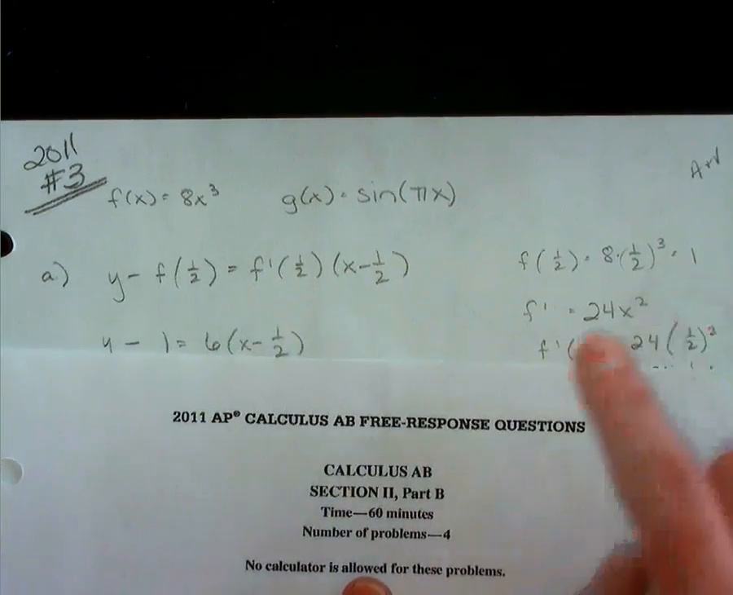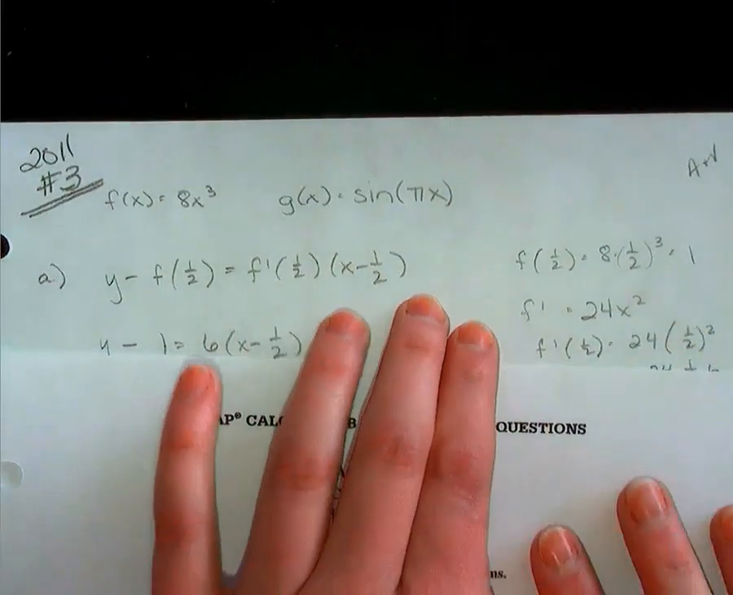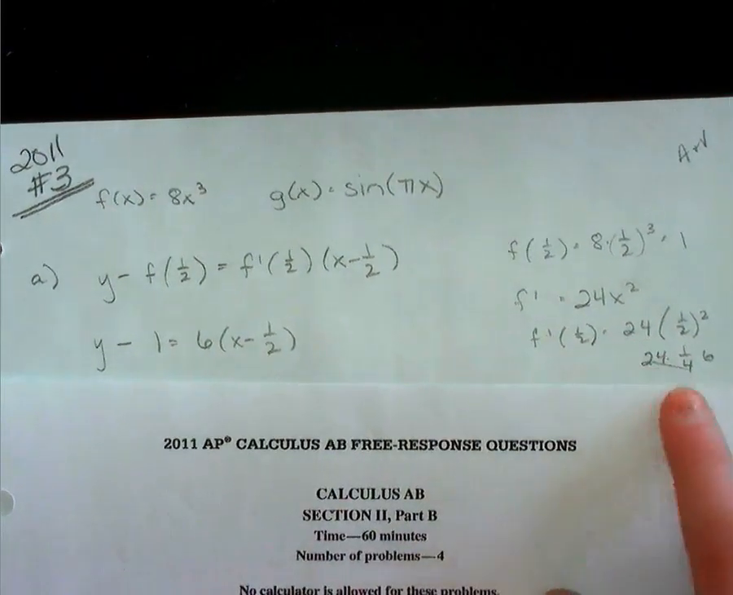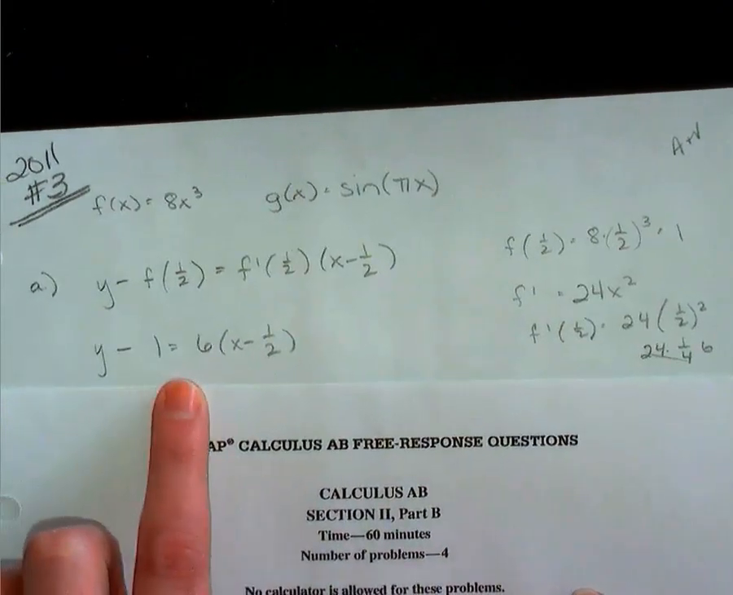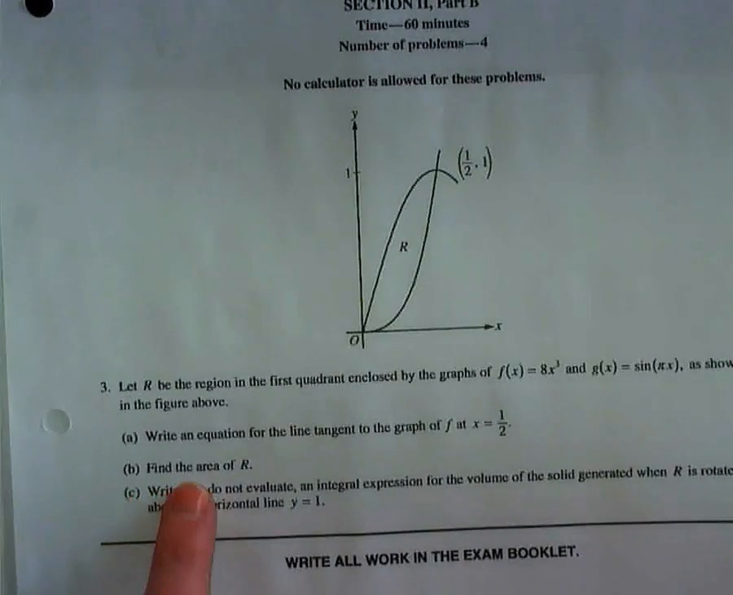Now I need f prime, which is 24x squared. I sub in 1/2. 1/2 squared is 1/4. Evaluate 24 times 1/4 is 6. And there's your equation of your tangent line. So part A, not too bad. Part B, find the area of R.